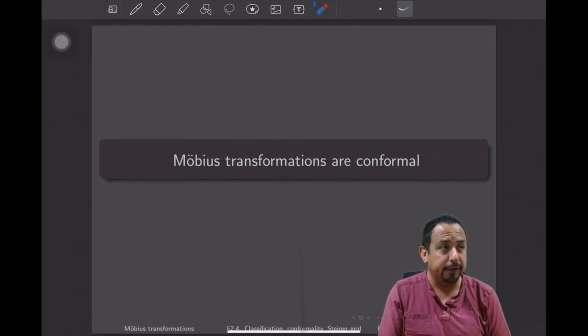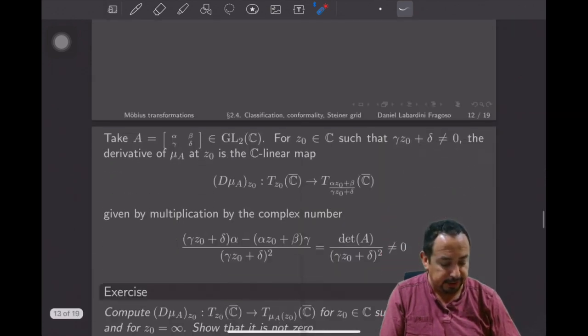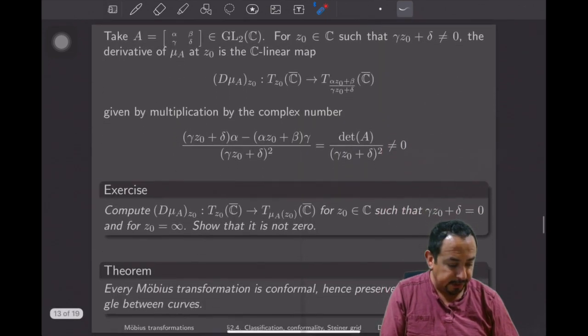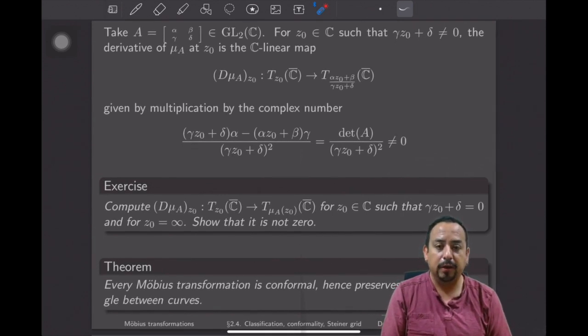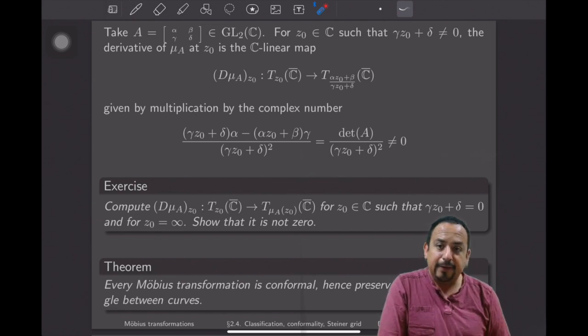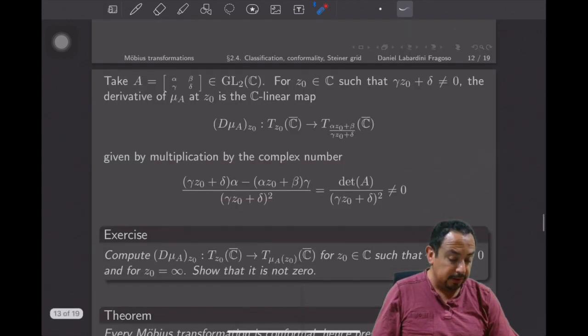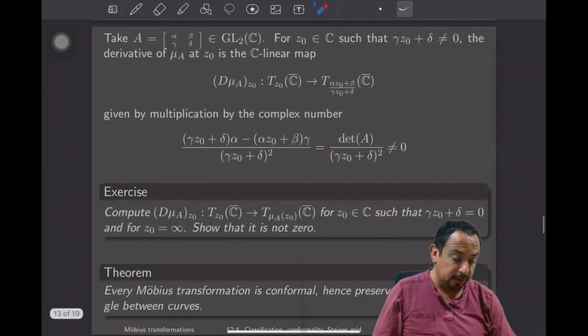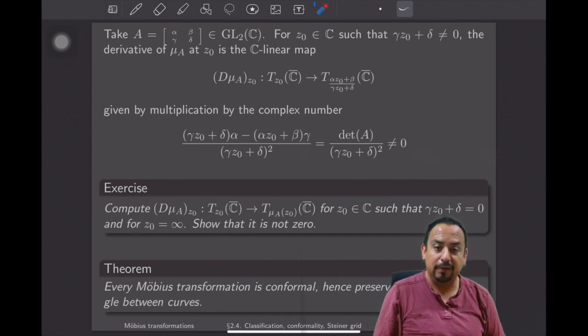Now let us say some words about the conformality of Möbius transformations. This really is just the statement that they are holomorphic as functions from C bar as a Riemann surface to C bar as a Riemann surface. This conformality, or this holomorphy, one checks it point by point in C bar.